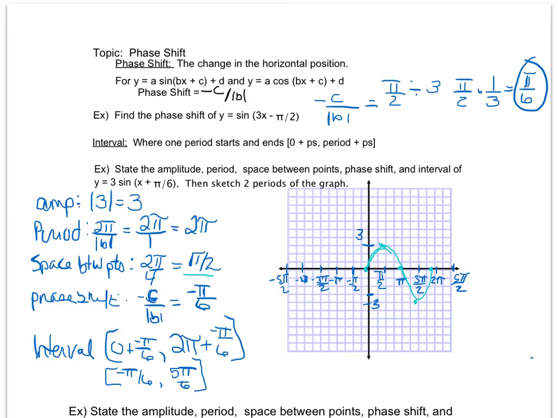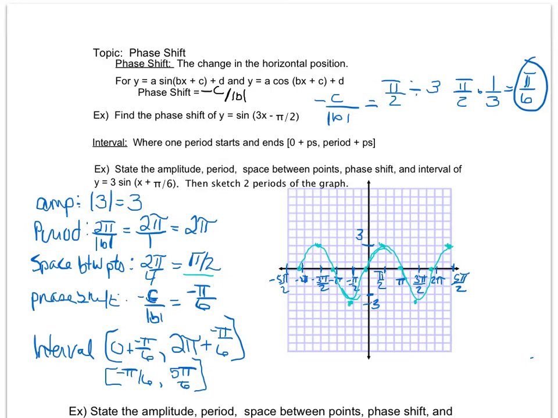So again, I'm going to go over pi over 2. And I'm going to go back pi over 2. I'm going to go back pi over 2. Back pi over 2. And so here is my completed curve, taking everything into account. So let's go ahead and look at another one of these.